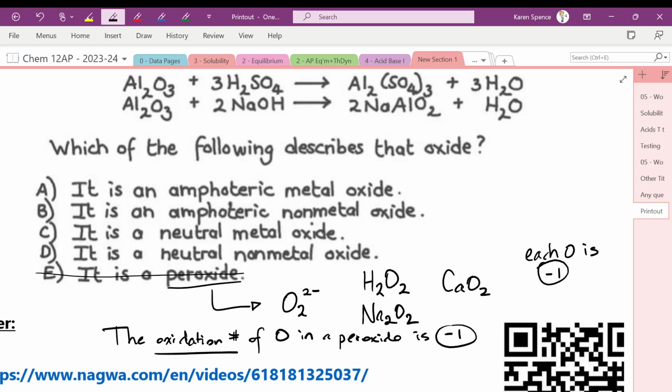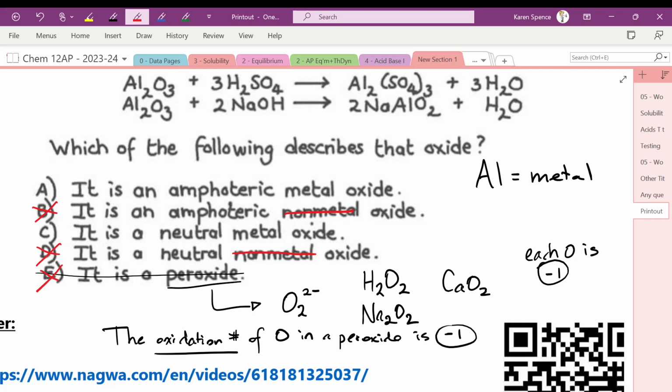Is there anything else we can eliminate from our answers because it is obviously wrong? Why is D wrong? Because aluminum is a metal. Therefore, what can we do? We can eliminate our non-metal answers. So now we're left with an amphoteric metal oxide or a neutral metal oxide.